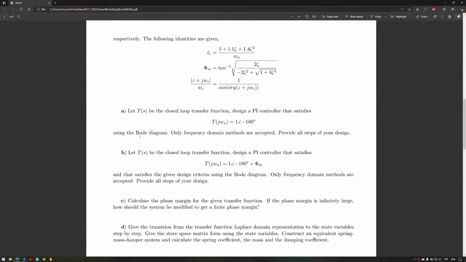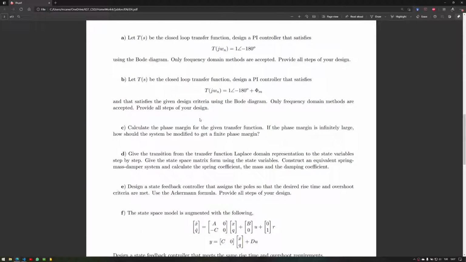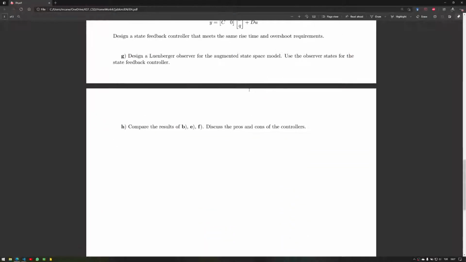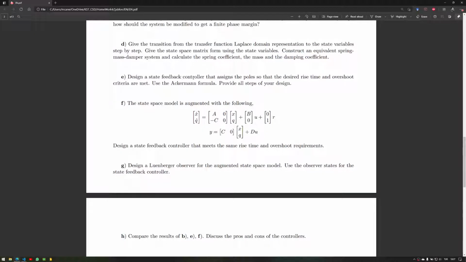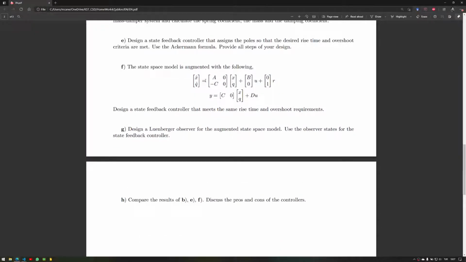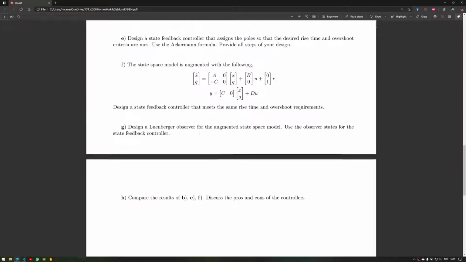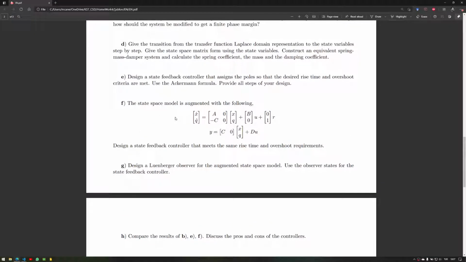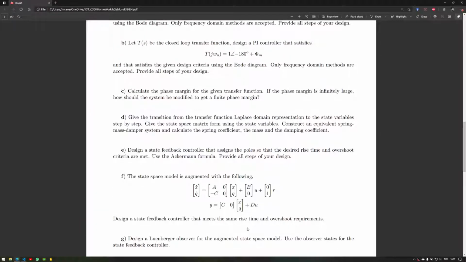In B, we had this design using the frequency method. There was a PI controller. In E, we had this state feedback controller design that was not augmented, that was designed for the original system. And then we have F, where we have the augmented system that has an integrator in it and the state feedback for that. So you should compare them on their pros and cons and should provide the results.